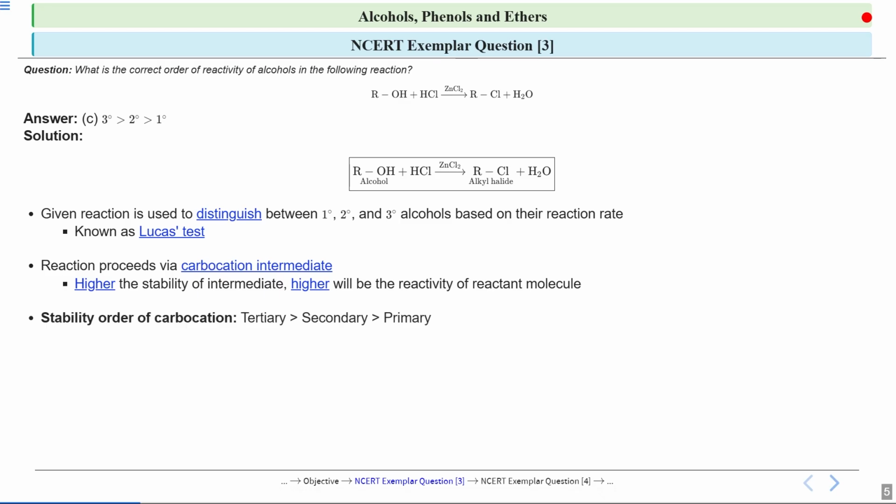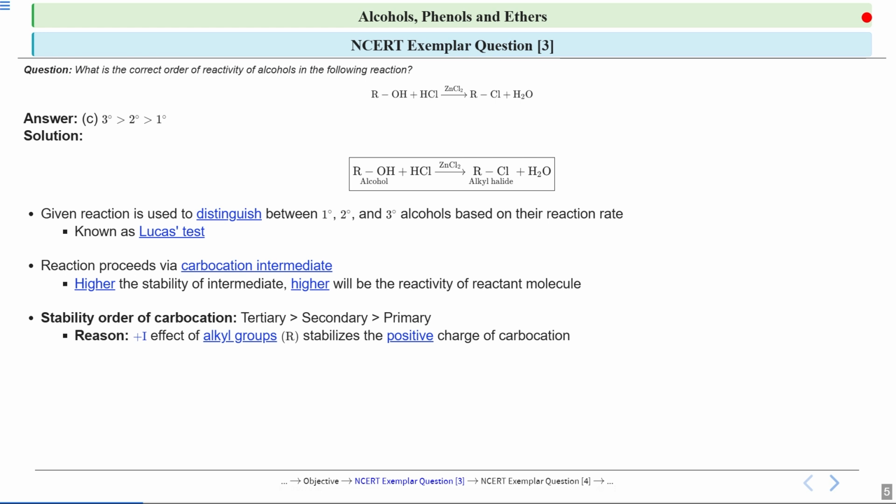If I talk about the stability of carbocation, then tertiary is the most stable one. Then comes the secondary and last is the primary. So tertiary carbocation is the most stable carbocation. What is the reason that the tertiary one is the most stable? It is because of the plus I effect of the alkyl group.